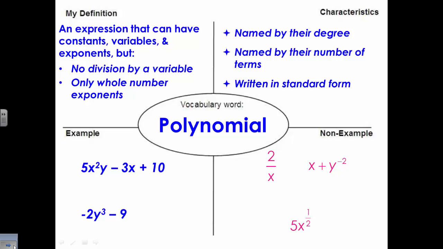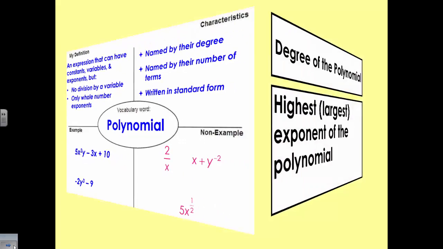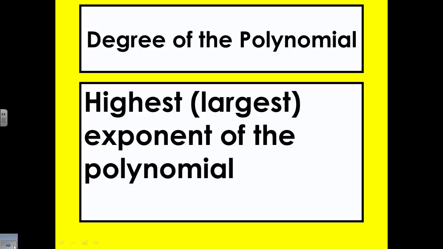Lesson, you're going to add, subtract, and multiply your polynomials, so it's important for you to know what a polynomial is. Right here you can see that it's an expression with constants, variables, and exponents. But there's no division by the variable, and your exponents can only be whole numbers. The degree of a polynomial is the highest exponent of the polynomial.